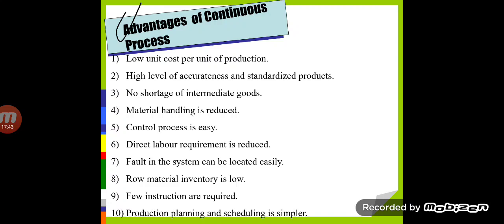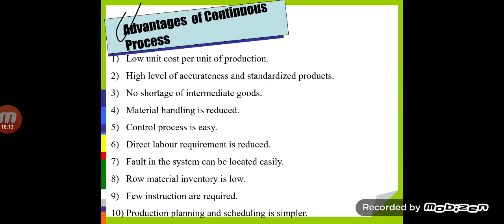So, high level of accurateness and standardized product. Here we are producing the same product on a continuous basis, so we are able to maintain the cost and maintain the standard of the product in the organization. So it is the high level of accurateness and standardized product. Third advantage is no shortage of intermediate goods, or ultimately we can say that we are producing in bulk, so how can we face a shortage of the production.